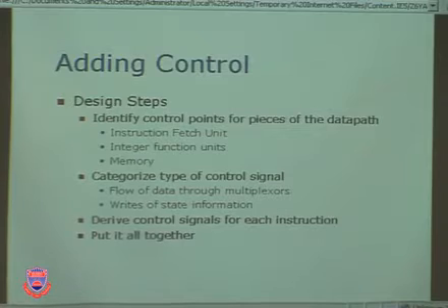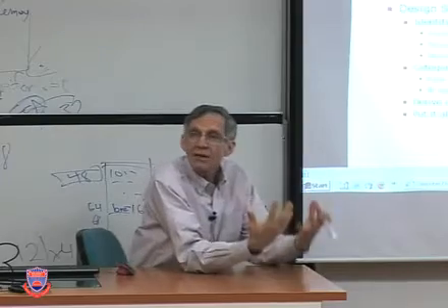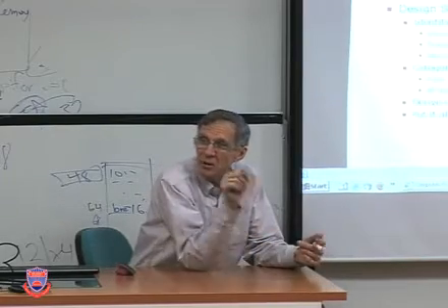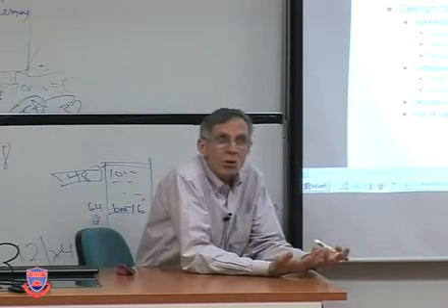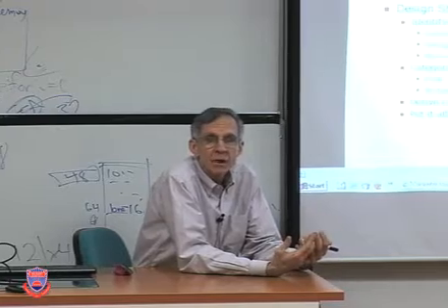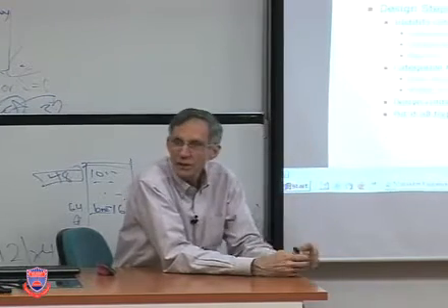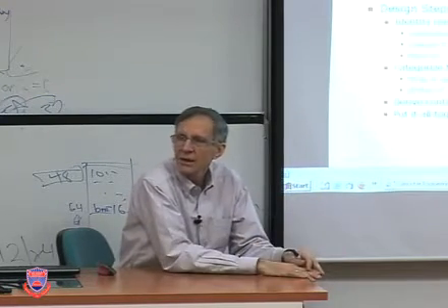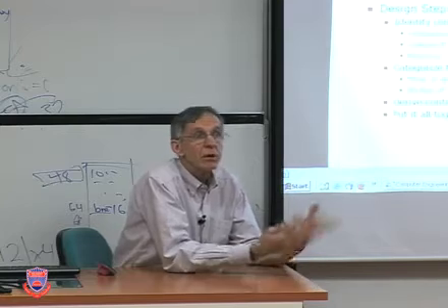What we need to do is identify the control points, which is a technical word for the control signals that we already have identified in our data path. If you remember, all those blue things need control. Those are signal names, but we have to figure out when they should be high and when they should be low, what their values should be, and when. So that's what we're talking about here.